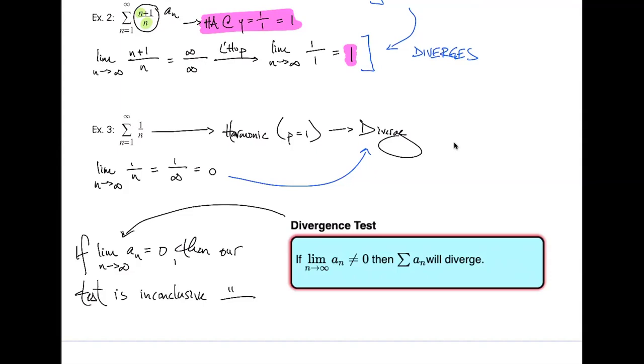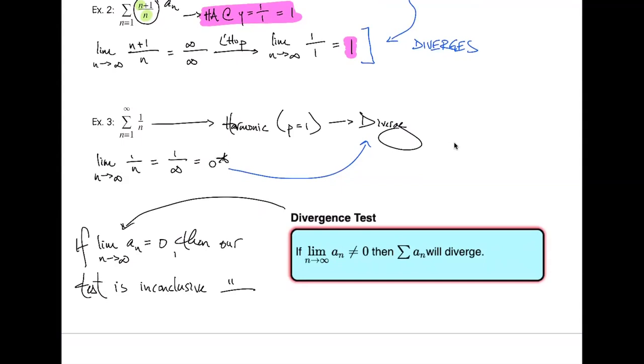So we know based off of yesterday that example number 3 diverges, but based off of our solution here, we would have to say that the divergence test is inconclusive, and we would have to use another test or other knowledge to determine whether that series converges or diverges. Does that make sense?